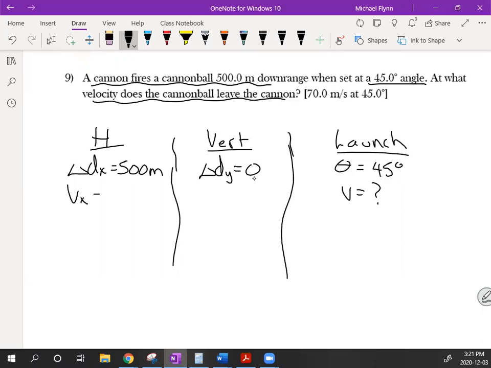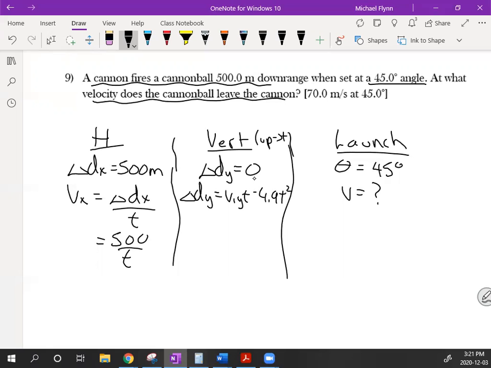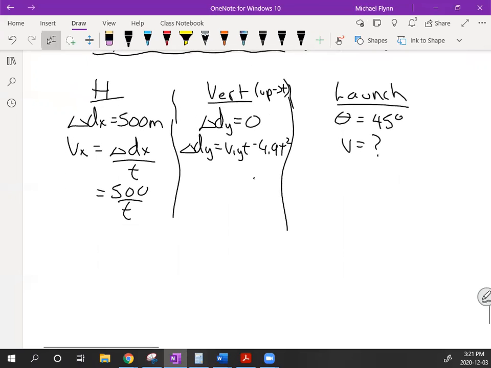I'm going to write Vx equals delta dx over t. So that's 500 over t. Now, I don't know what the time is, so I'm just going to leave it like that. Now, for the vertical component, I'm going to write delta dy equals v1y t minus 4.9 t squared. Since up is positive there, I get that. Now I'm going to get 0 equals v1y t minus 4.9 t squared.